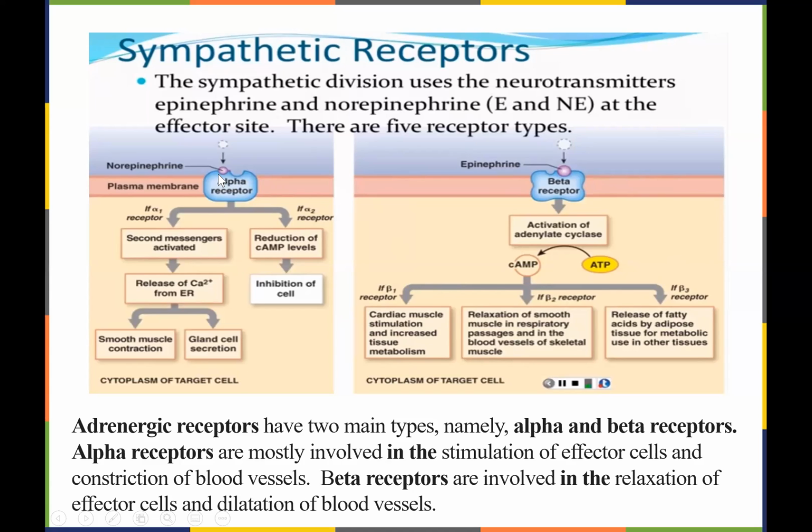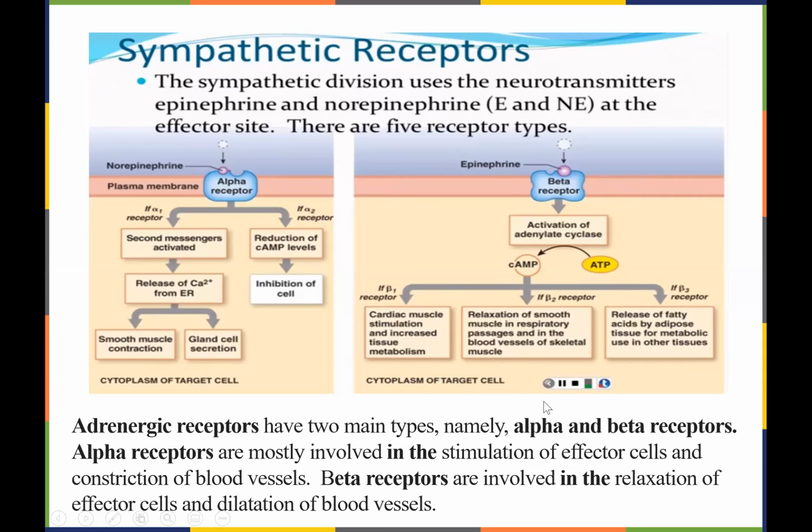These are called adrenergic receptors. It came from the word adrenaline, the old word, because they are responding to adrenaline. So in adrenergic receptors, we have alpha and beta, and we have subcategories for each one of them. If you've heard of drugs such as an alpha blocker or beta blocker, this is where it's coming from.